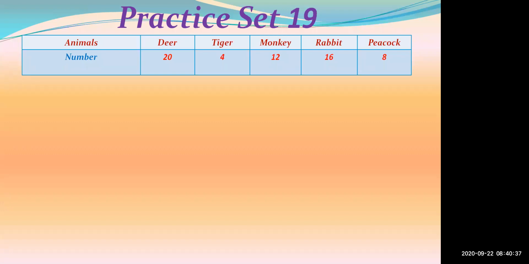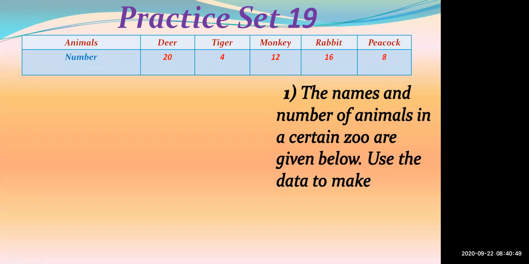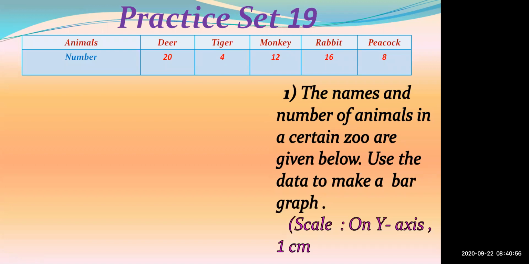What is given here? Anyone of you? Yes, who has raised the hand? Yes, tell me. The names and number of animals in a certain zoo are given. Use the data to make a bar graph. Scale on the y-axis, 1 centimeter is equal to 4 animals.